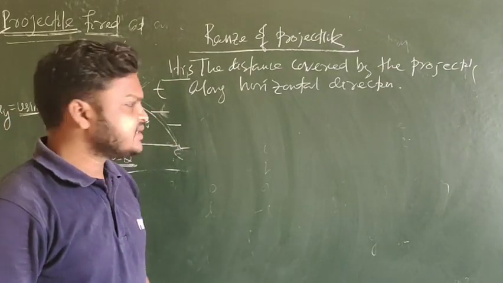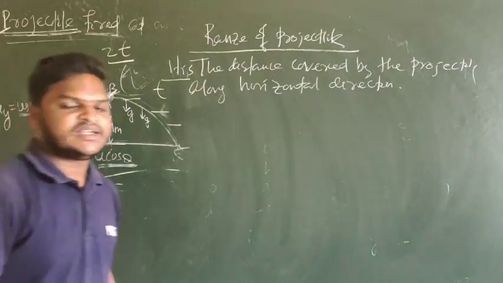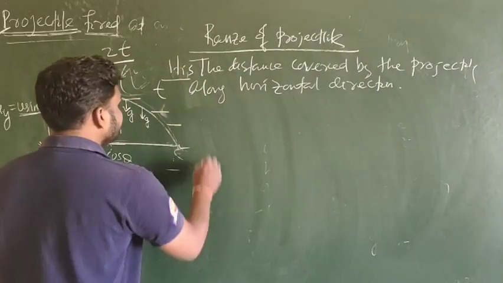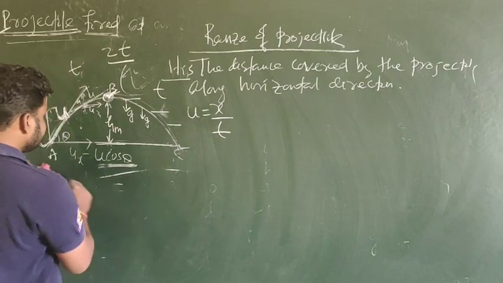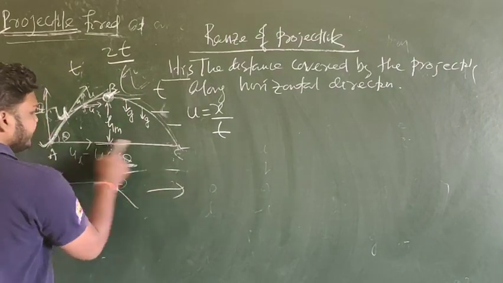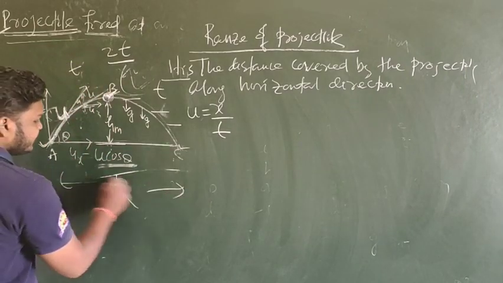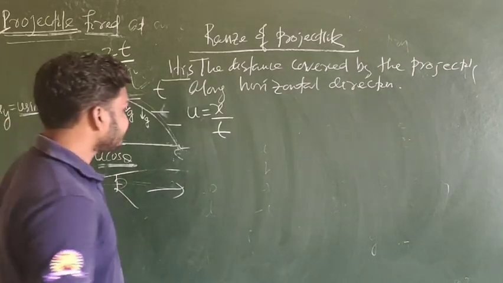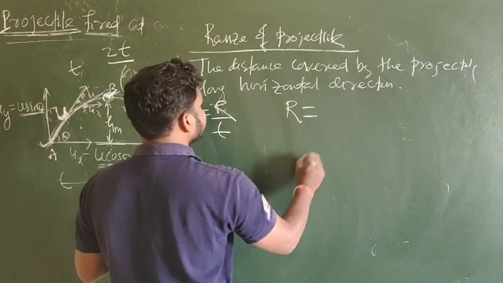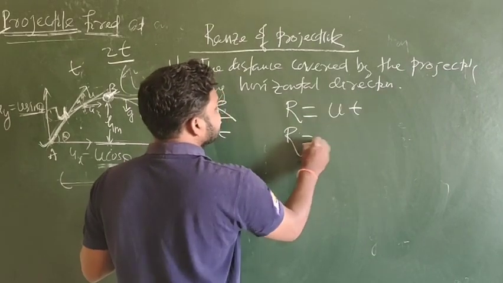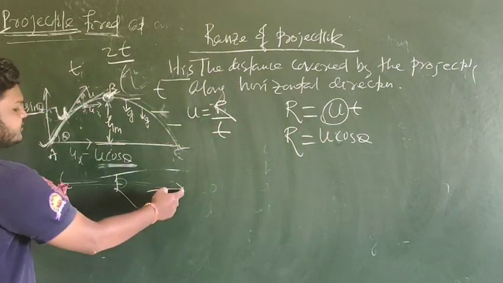So a simple formula can be used, because horizontal velocity is constant everywhere. It is not affected by gravity, so only the simple formula is used: u is equal to distance upon time. So in this case this is the range from A to C, the projectile moving A to C along the horizontal direction. This is range R, so R is equal to u into t.